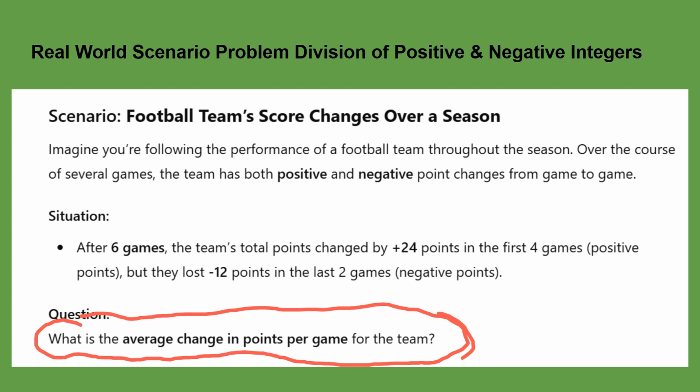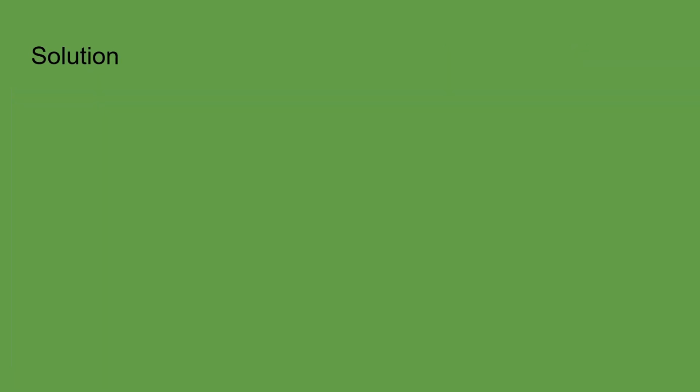Okay, let us solve the problem. Okay, so again, we always need to understand our problem, because if you don't understand the problem, you cannot solve it. You must understand the problem. That's always the first thing that we should do to address this. So we know that the team had positive 24 points change over the first 4 games. Okay, we are now analyzing it.